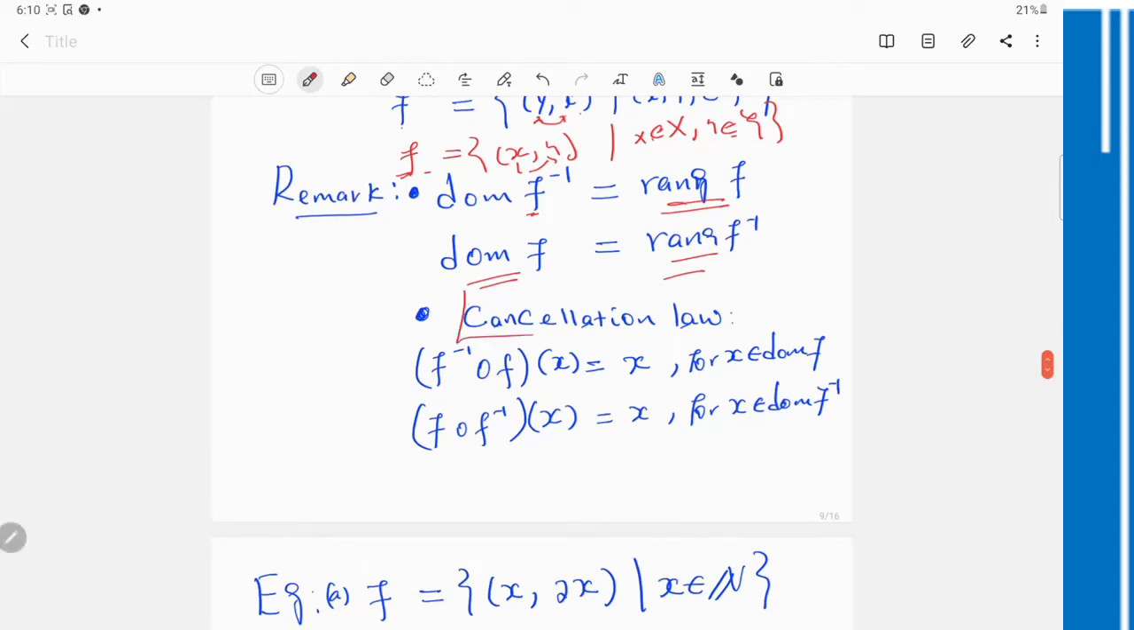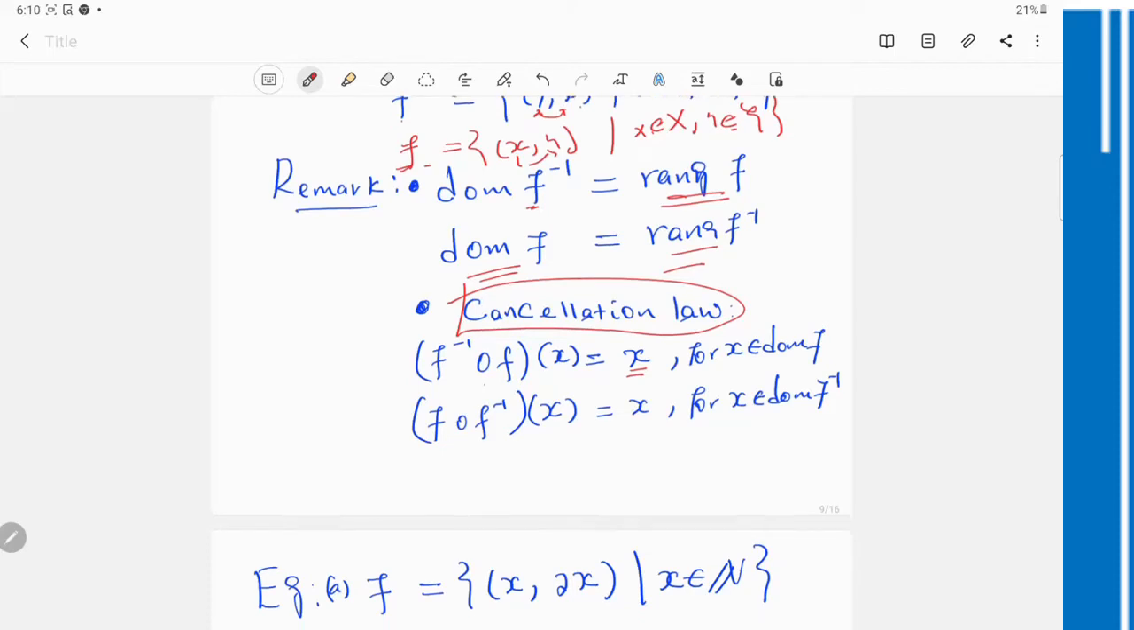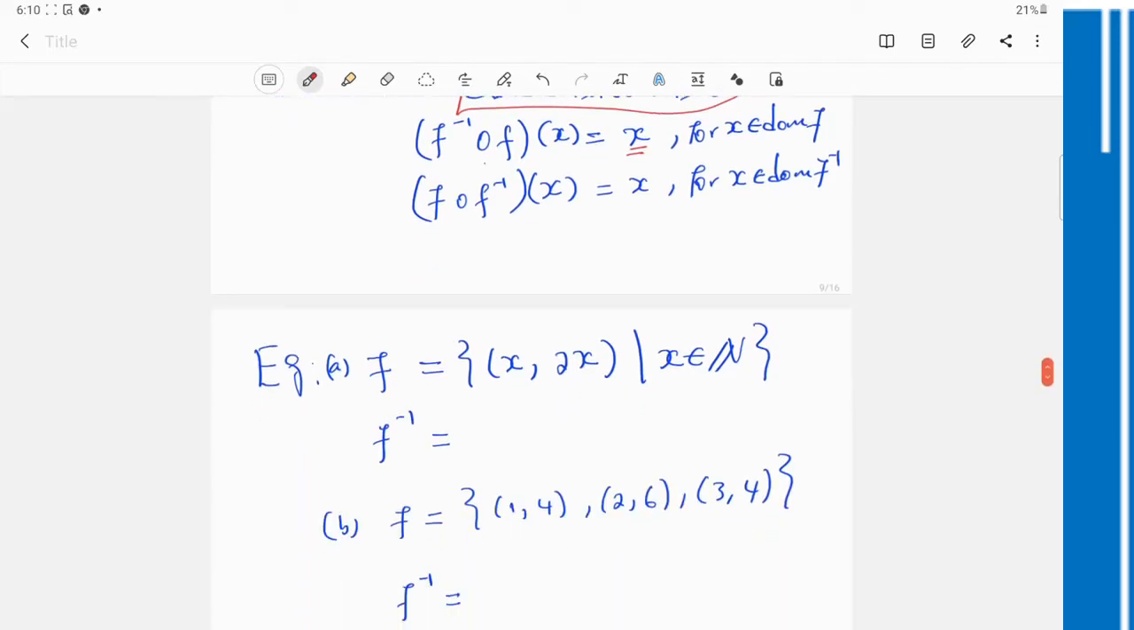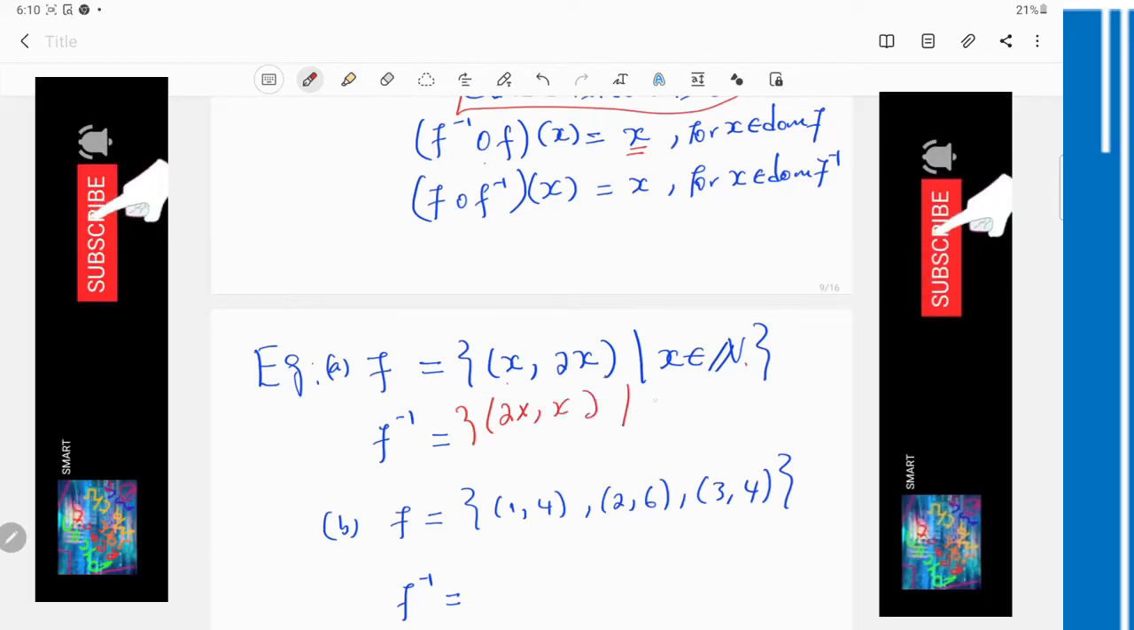The cancellation law also tells us, if you have a function and it is invertible, then the composition is always equal to x. It is similar to an identity function, which we'll see later. So let's see an example. If f is given by x to 2x, where x is in the set of natural numbers, then what is the inverse? It is x to x over 2, where x is in N.